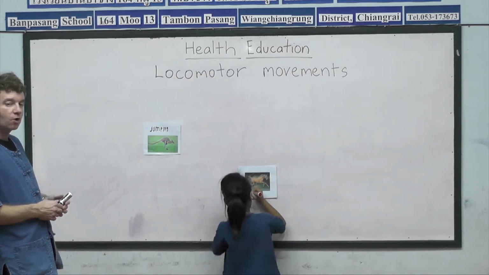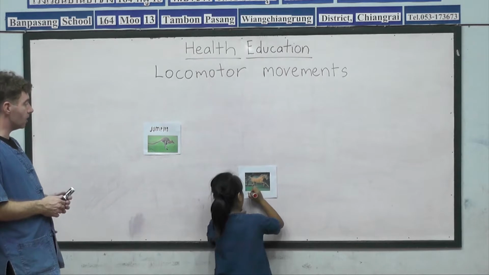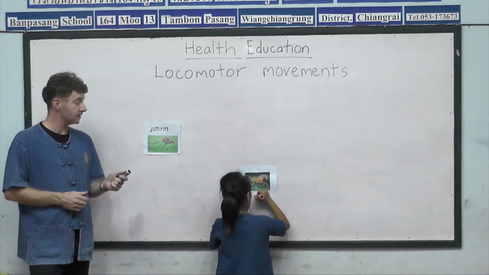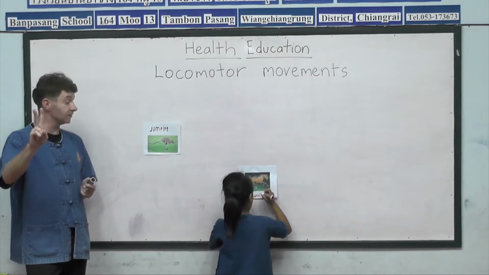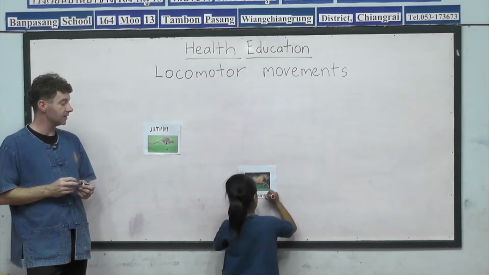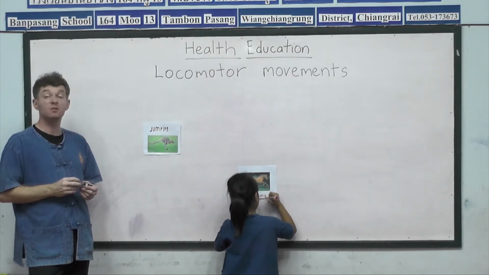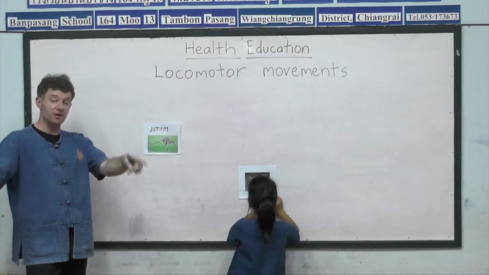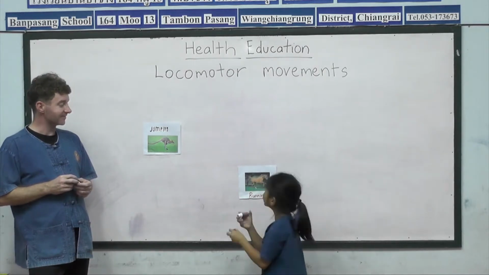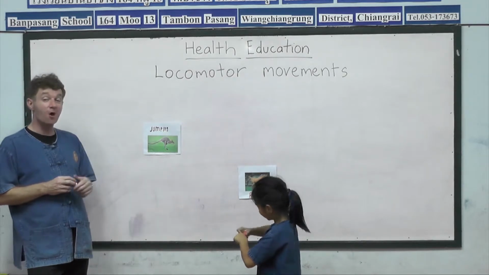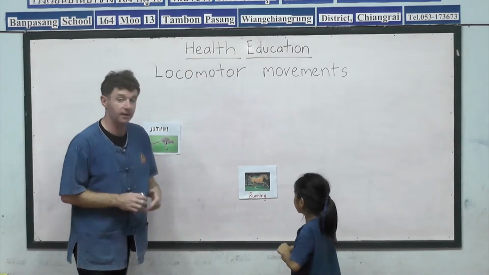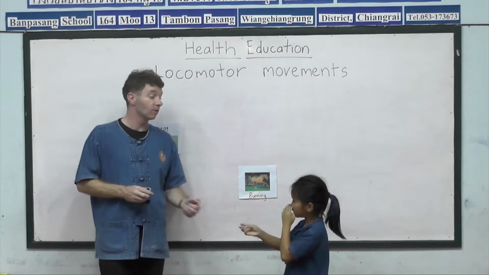How do we spell running? R, U, N, two N's in running, I, N, G. Actually 3 N's, but there's 2 N's together and then another one. Excellent. So, what is our horse doing? Running. Our horse is running. Excellent.